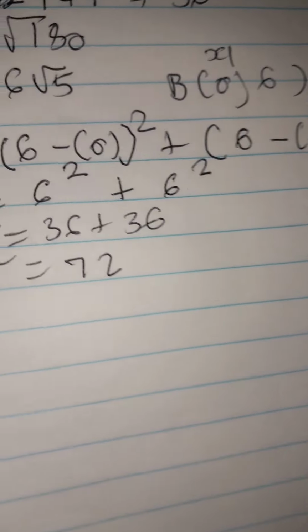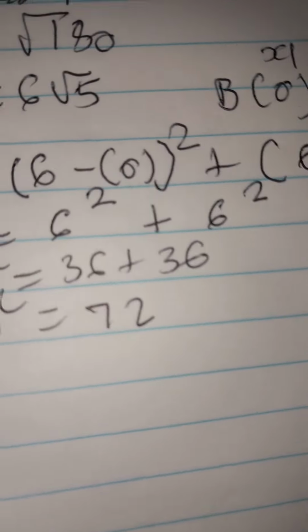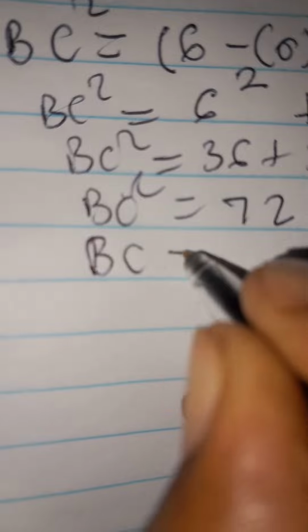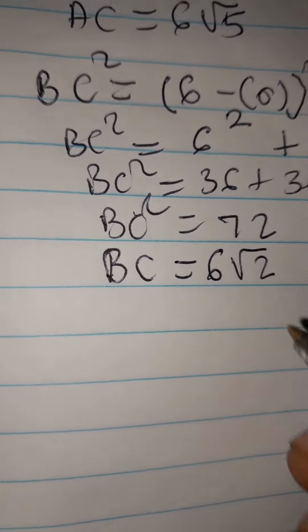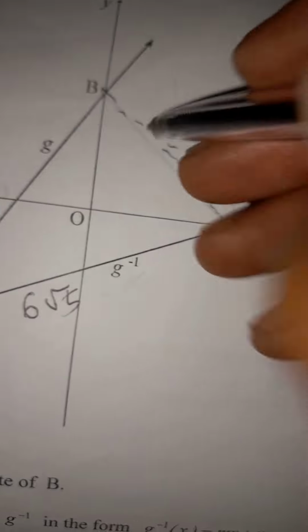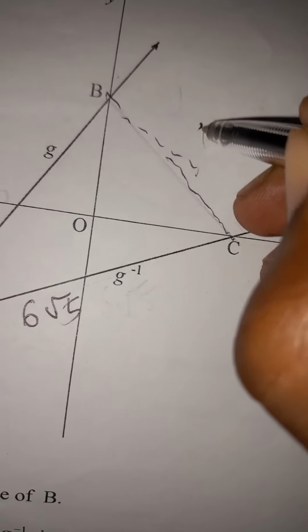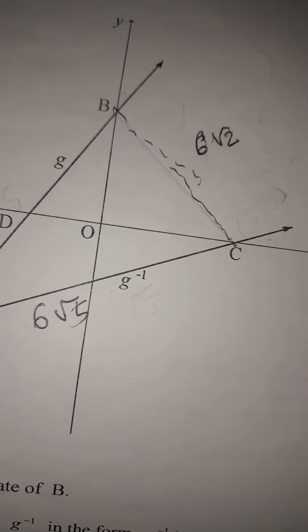So we need to find the square root of 72. Use a calculator there to calculate the square root of 72. The square root of 72 will be 6 root 2. It's going to be 6 root 2 in this case. So we could see that from here at BC we have 6 root 2.